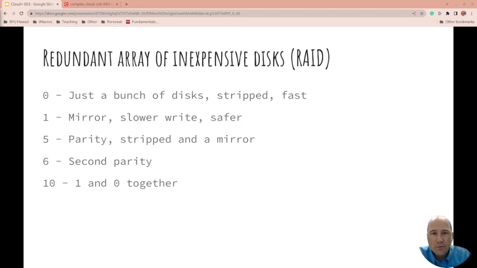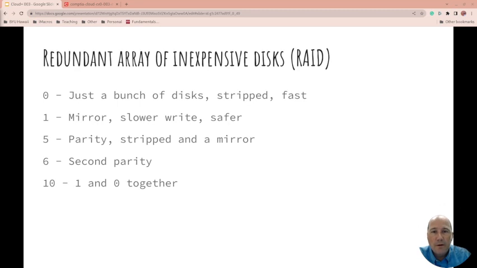When it comes to RAID, this is on so many tests. If you've taken A+ or anything like that, you should already have a general understanding of RAID. Level zero is just a bunch of disks all thrown together. It's striped, it's fast, but there's no redundancy built in. It's just disks together. So if you had two disks that were each a gigabyte, we'll say that so it's easy, you'd have 2 gigabytes.